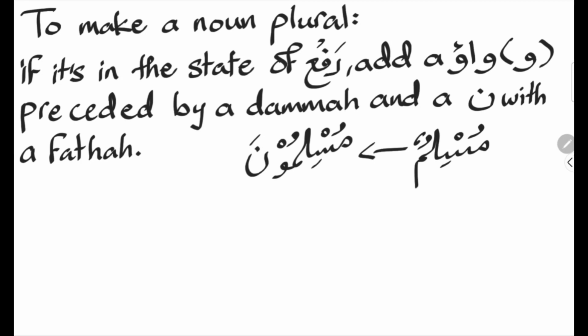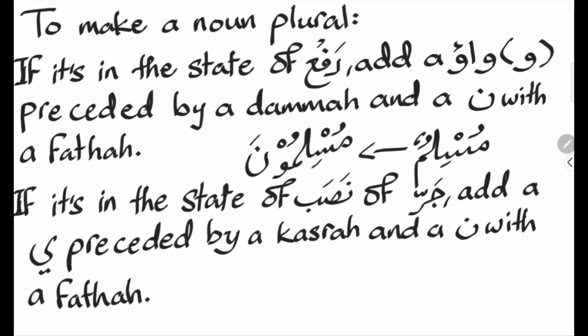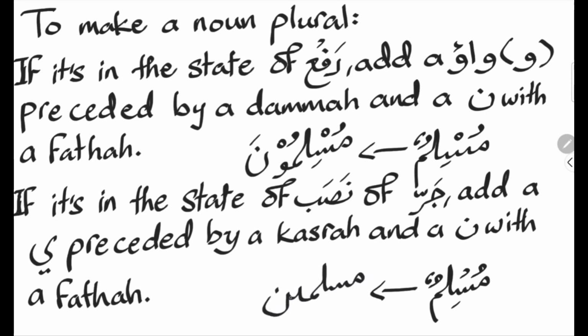If the word you want to bring is going to be in the state of nasab or jar, you'll add a ya preceded by a kasra and a noon with a fatha. So for example, you want to take muslimun, the same example. You want to make it plural and in the form of nasab and jar. So you're going to add a ya preceded by a kasra and a noon with a fatha. So muslimun is going to become muslimina.